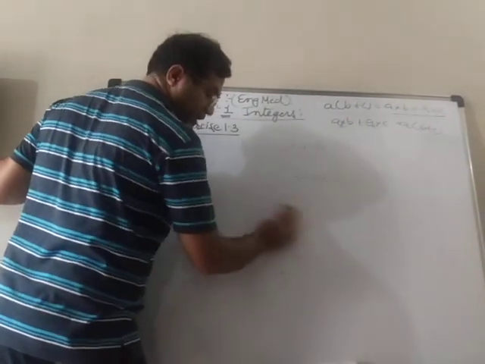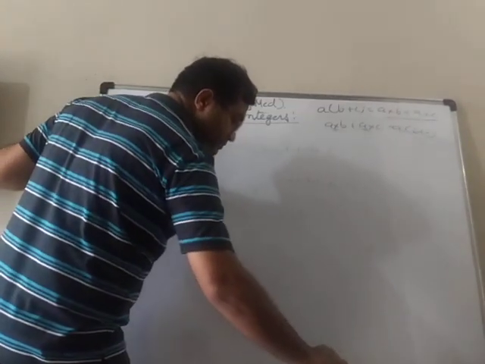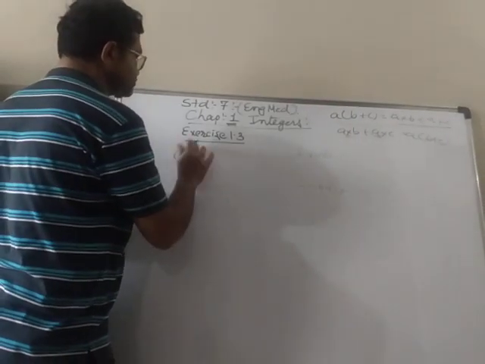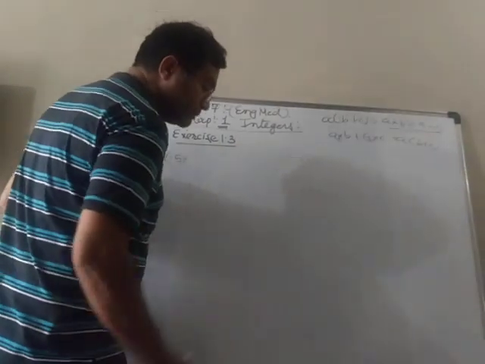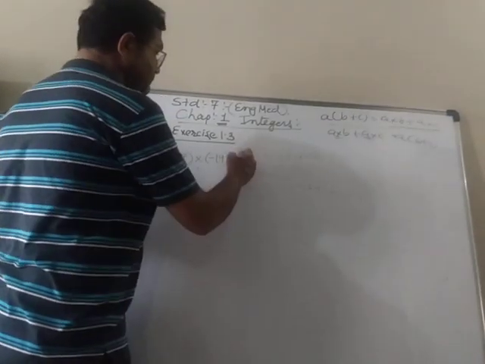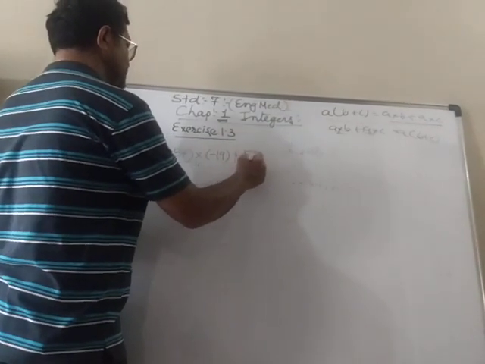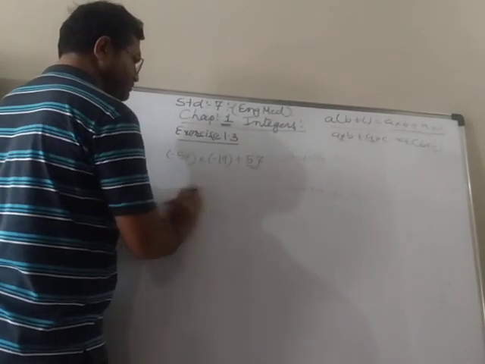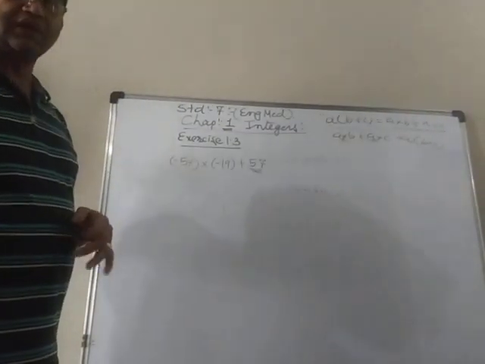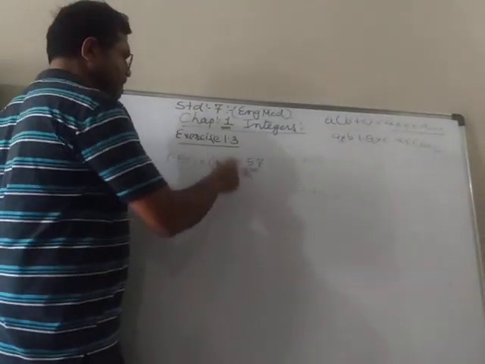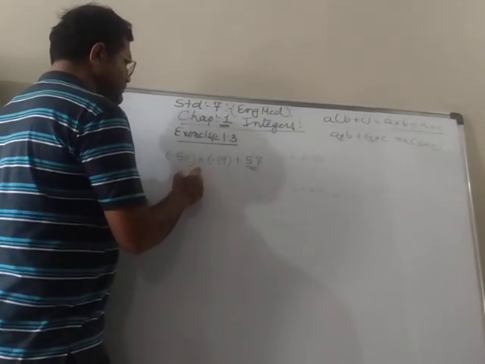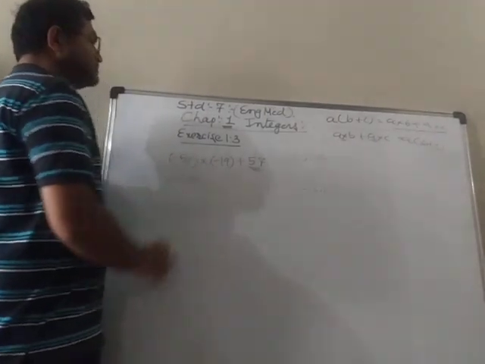Now I will take another example, the last one: minus 57 multiply by minus 19 plus 57. Here you can see that 57 is common, but one is positive, one is negative. In this case, we can do one thing also. Here there is nothing with it, so we can write down minus. Okay, we can simplify that.